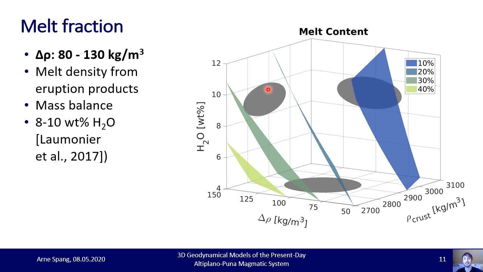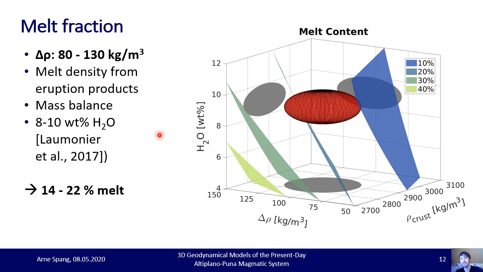And there's one study that predicts this water content to be very high, between 8 and 10 weight percent. We combine all of that, we get this red ellipsoid, which shows the values that we think are reasonable. And you can see it's mostly between 10 and 20%, and some area also going above 20%. So we can say the melt content in the Altiplano-Puna magma body should be on the order of 14 to 22%.